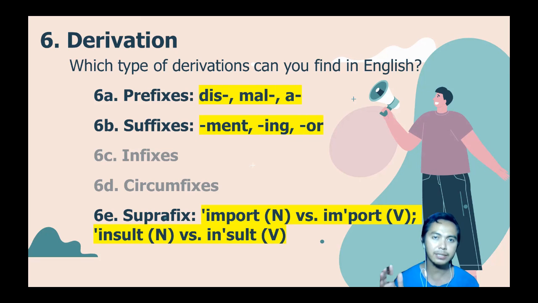We have insult as a noun and to insult as a verb. Both words have the same forms and the same segmental features, but they have different suprasegmental features, which is intonation. When you put the stress at the beginning, people assume it is a noun. When you put it at the end, usually people will assume that this is a verb.